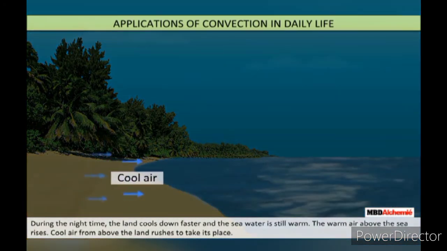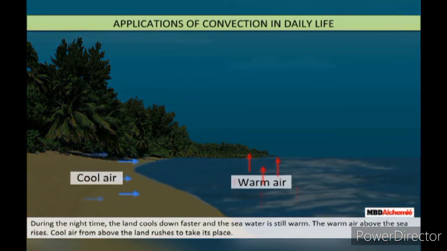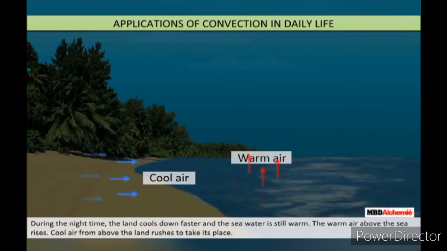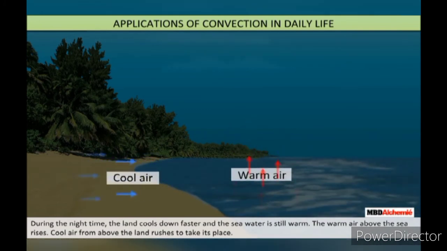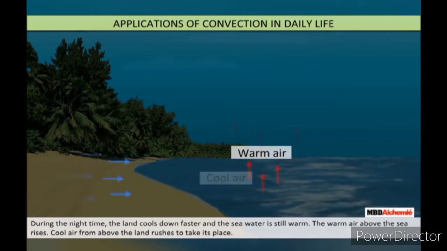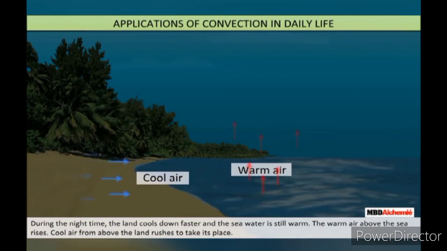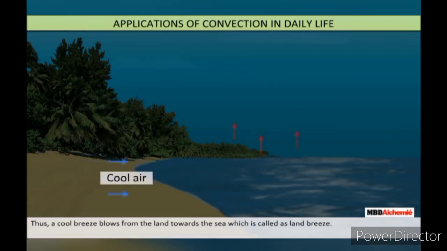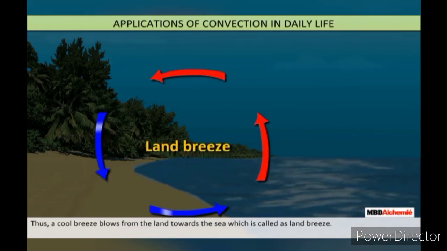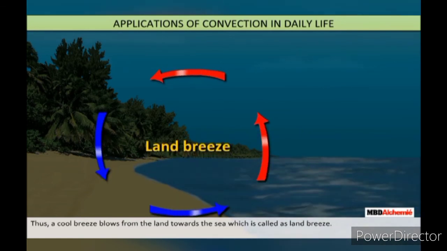During the night-time, the land cools down faster, and the sea water is still warm. The warm air above the sea rises. Cool air from above the land rushes to take its place. Thus, a cool breeze blows from the land towards the sea, which is called a land breeze.